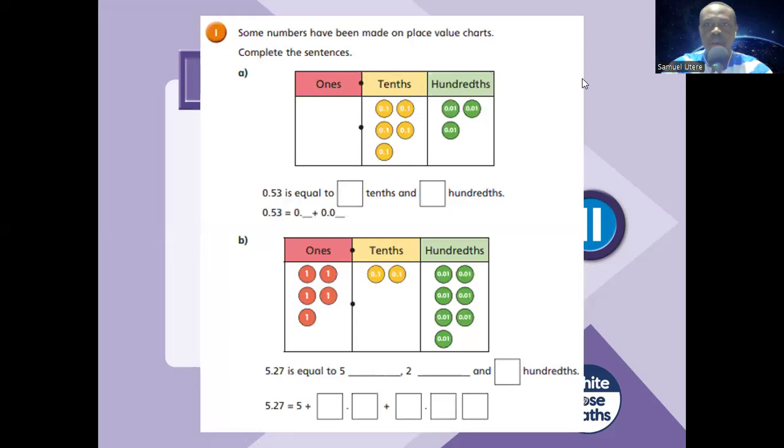Pause the video and answer question 1. You can take about 2 or 3 minutes to complete question 1. Assuming you've paused the video and you've worked through question 1, here are the answers. Let's discuss them.